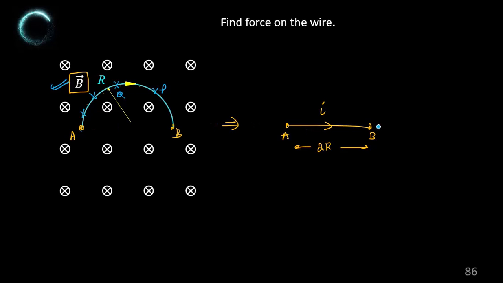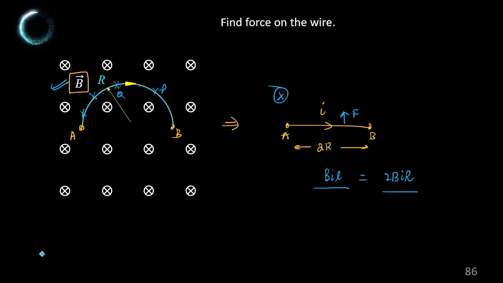So on this wire, what is the force? That should be equal to BIL. What is L? L is 2R. So the force is 2BIR. And the direction: the magnetic field is into the page, so L cross B, the force is upward.